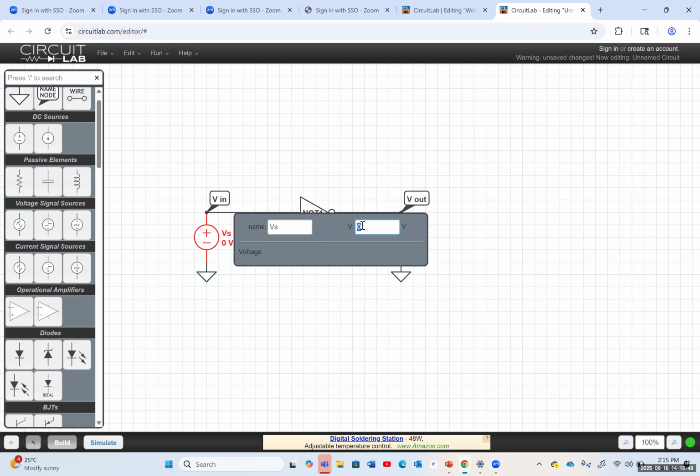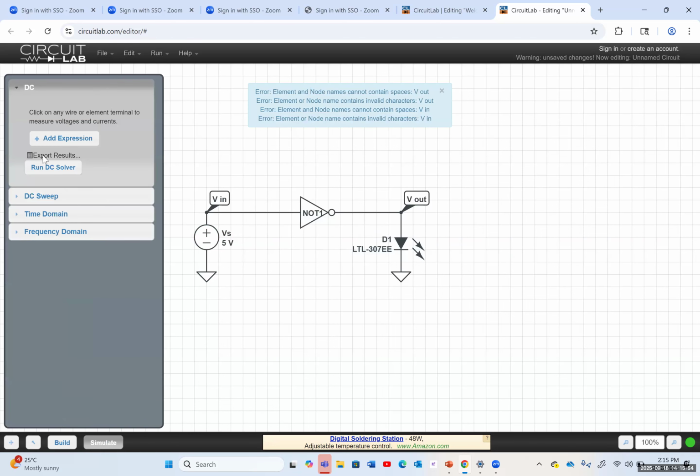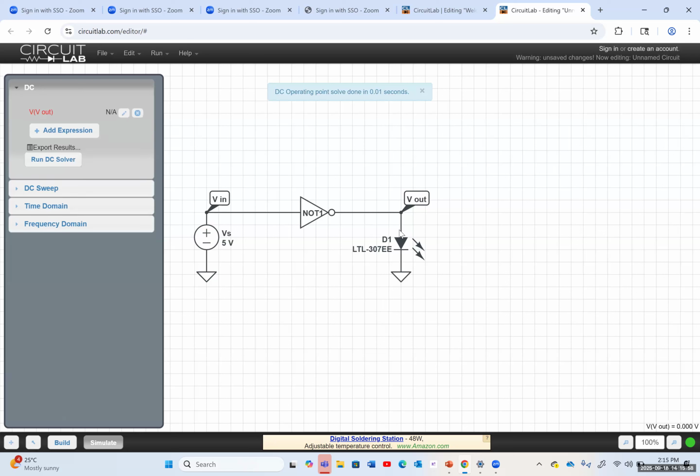And if I click on the input, just give me a minute, and I give it 5 volts in the input, and I want to run it again. Now, if I click on V out, you would see that the output would be now 0 volts.